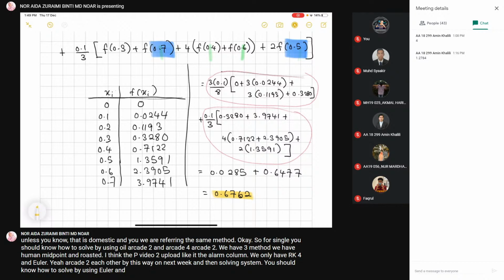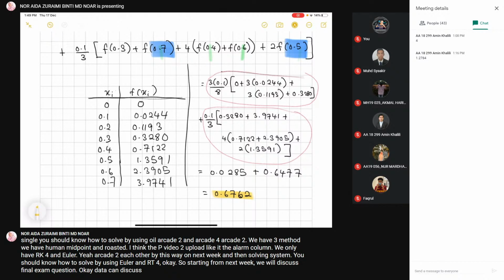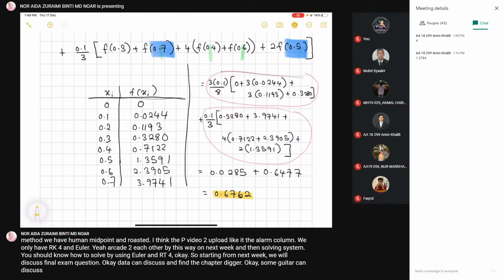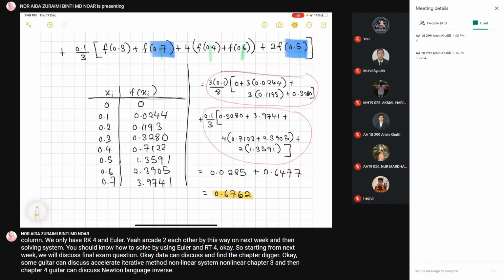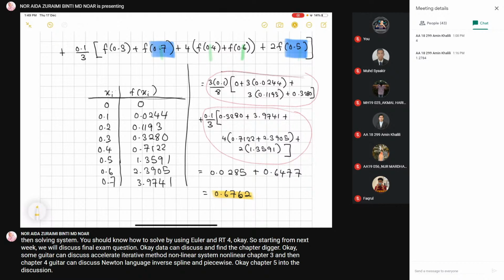Okay. So starting from next week, we will discuss final exam question. Kita akan discuss daripada chapter 3, iterative method, non-linear, system non-linear. And then chapter 4, kita akan discuss Newton, Lagrange, inverse, spline and piecewise. Chapter 5 kita dah discuss yang ni, tapi kita boleh tengok a few lagi contoh. And then chapter 6, solving differential equation with IVP.